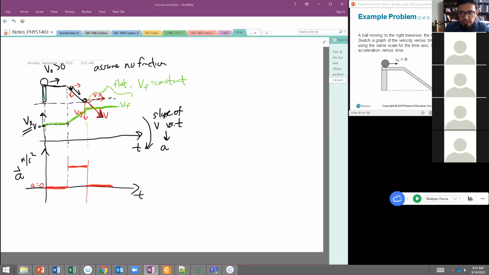Keep in mind, as you can see very clearly, you can be moving at a constant speed and have 0 acceleration.